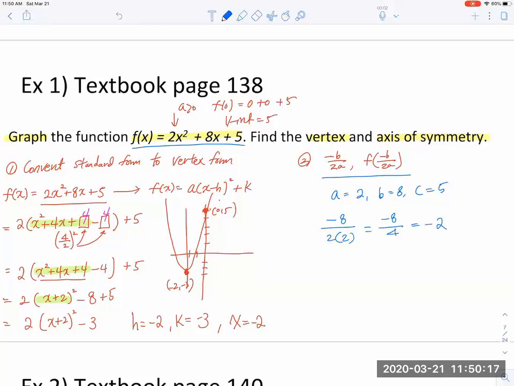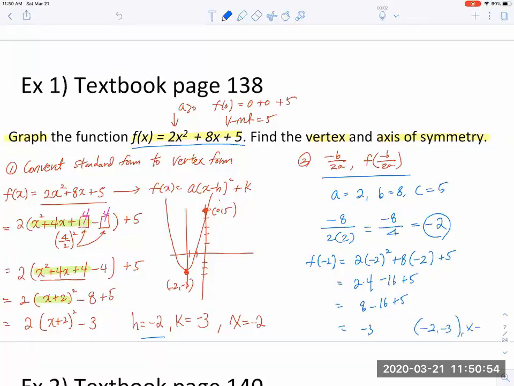That's your H, same as here. And I'm going to plug it into our standard form, f of -2. I'm basically evaluating when your x is -2, what would be the y? So 2 times (-2) to the second, plus 8 times (-2), plus 5. So 2 times 4 minus 16 plus 5. 8 minus 16 plus 5 will be -3. So we have the same vertex point, -2 comma -3. The axis of symmetry is going to be x equals -2.